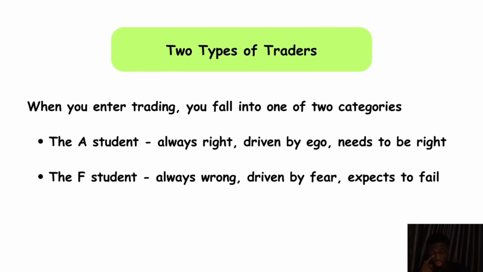But an F student is always wrong, and tends to accept that same result. Why? Because an F student is driven by fear. They expect to fail. So when they get a D or a C, they are okay with that result. I'm classifying these two categories of people as traders who come into the markets.